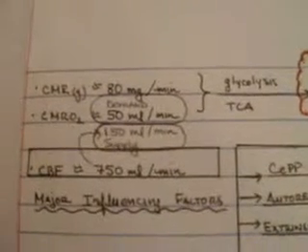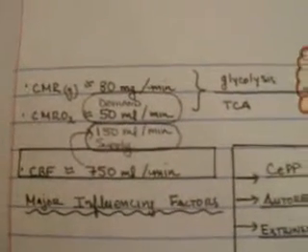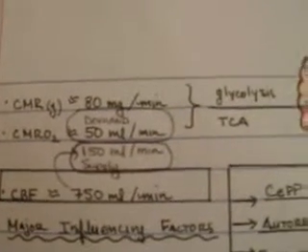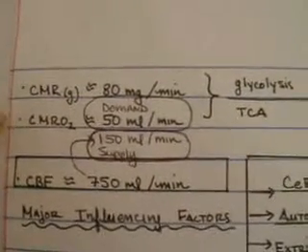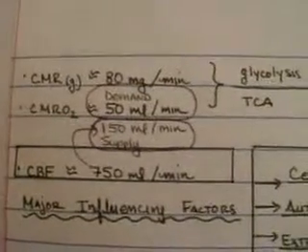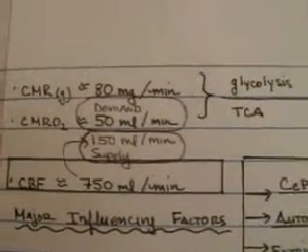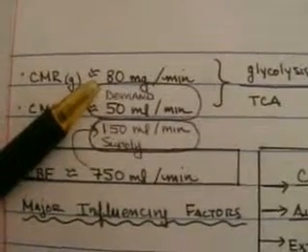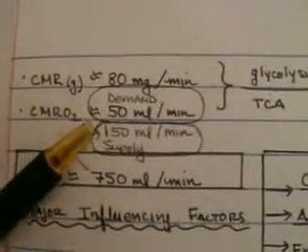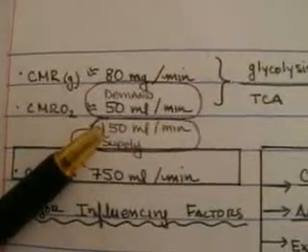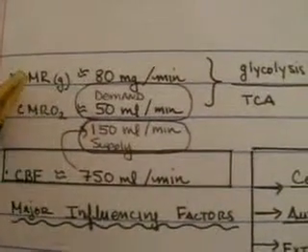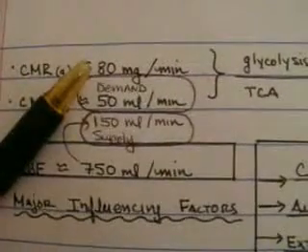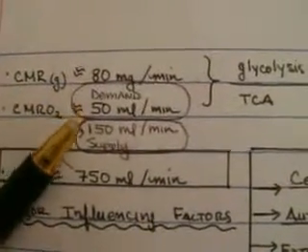We're going to talk about the central nervous system, and we'll talk about the basic determinants of CNS physiology. We're going to first start off talking about the glucose requirements and the oxygen requirements of the brain. We can see that the brain requires approximately 80 milligrams of glucose per minute and approximately 50 mLs of oxygen per minute.